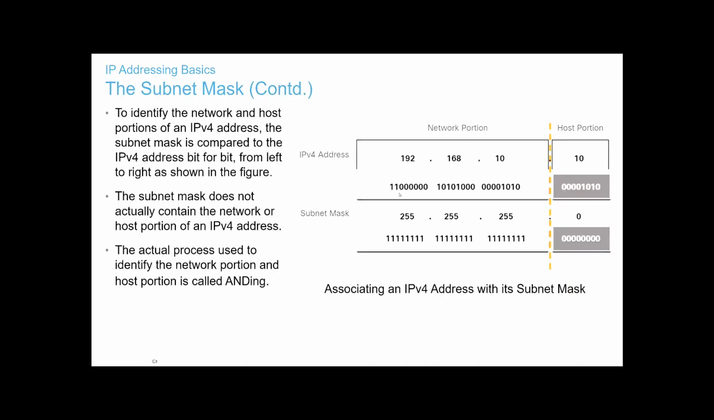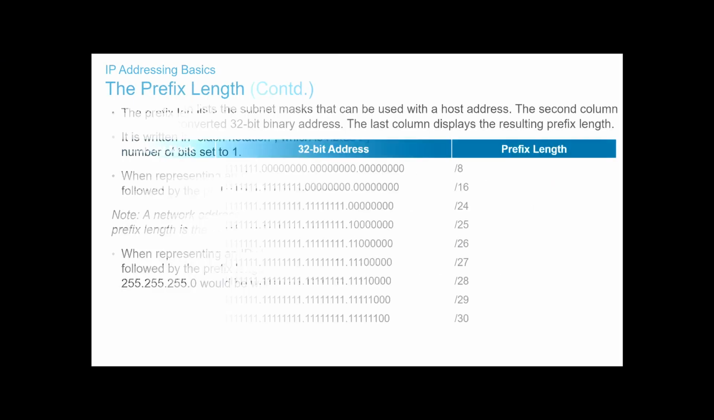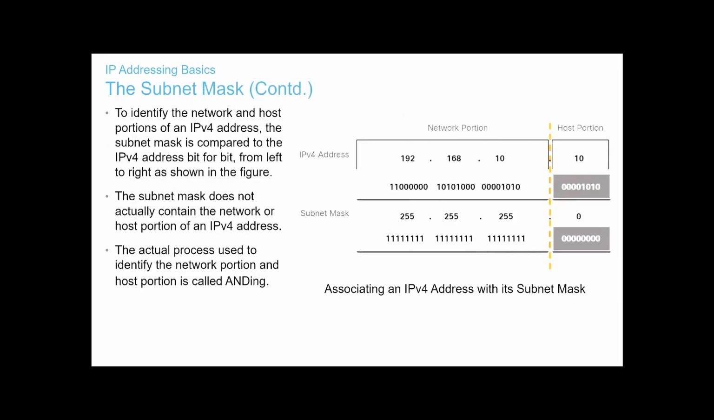So there's the IPv4 address, 192 in binary, 168 in binary, 10 in binary. Host portion, this is the binary address for 10. And the subnet mask is all ones for 255 and a 0 here. What happens is that we are ANDing that host address with a subnet mask. And the only time a 1 is returned is if both positions are ones. So everything else is a 0.